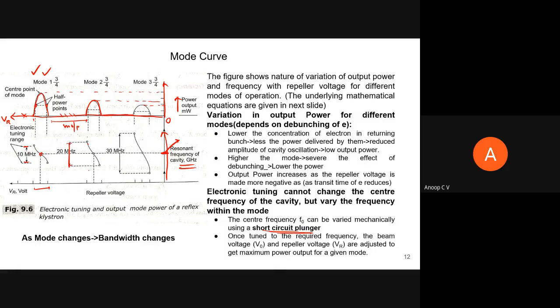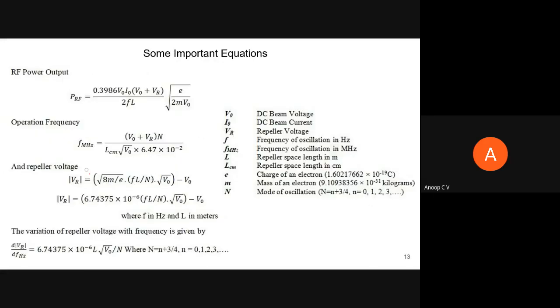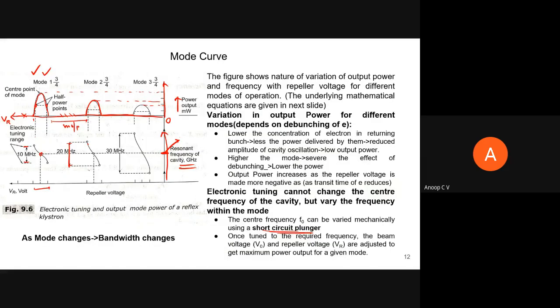So when I change the repeller voltage from this to this, the frequency also changes. By changing the repeller voltage, that is called electronic tuning. By electronically tuning, I can get the bandwidth. When I say bandwidth, it's the separation between half power points. I can get to 20 megahertz.